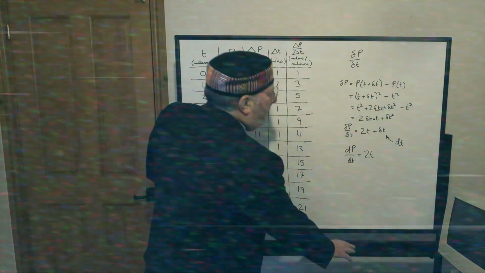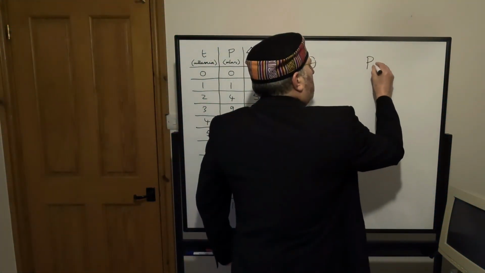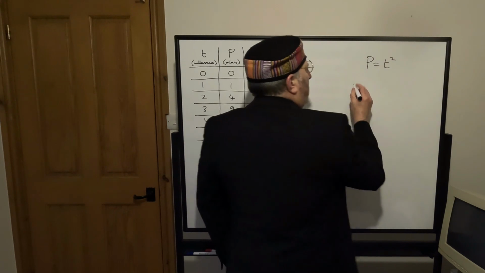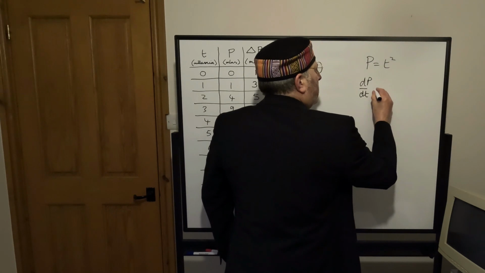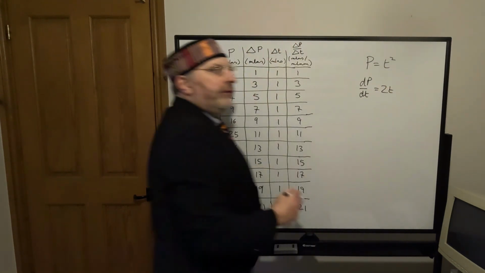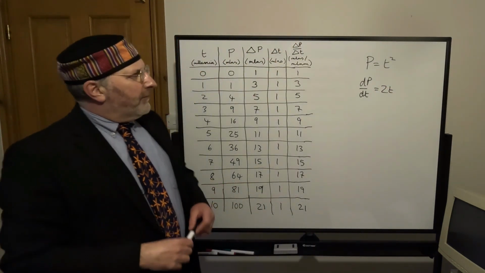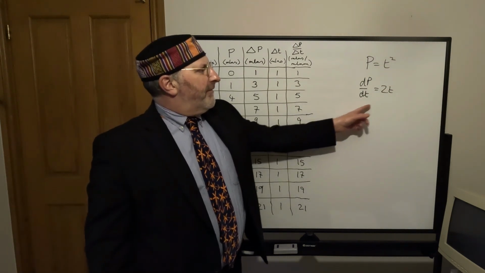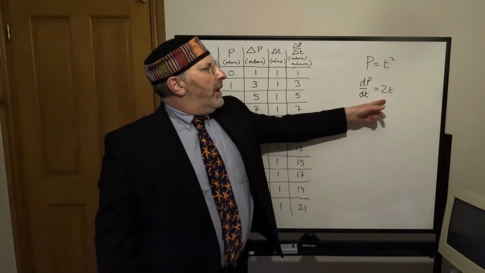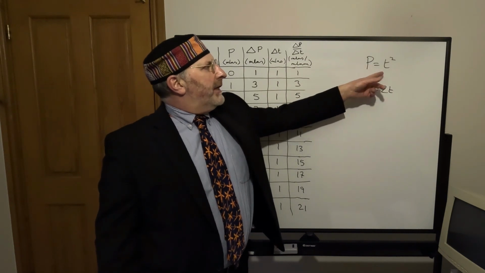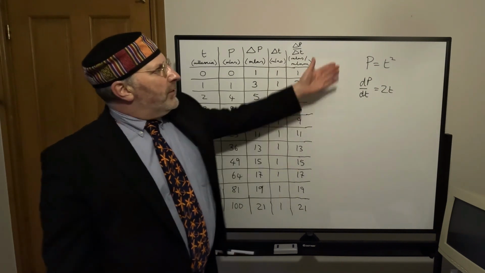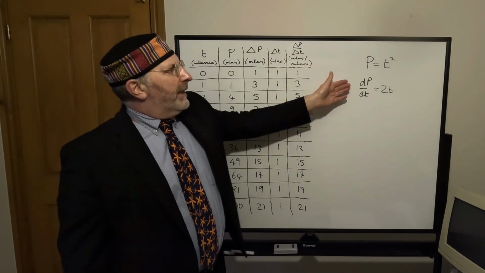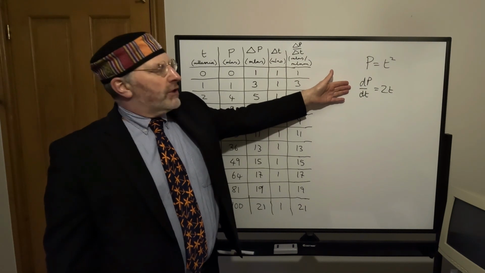So what we can say, if p equals t squared, we now know that the derivative dp by dt equals 2t. And conversely, if somebody told you that the derivative was 2t, we would know that the population is given by p equals t squared. So we're now doing calculus. Given a formula for a variable, we can work out its derivative, its rate of change.